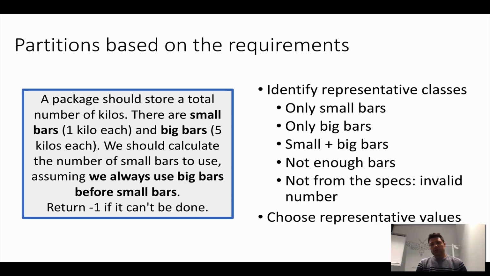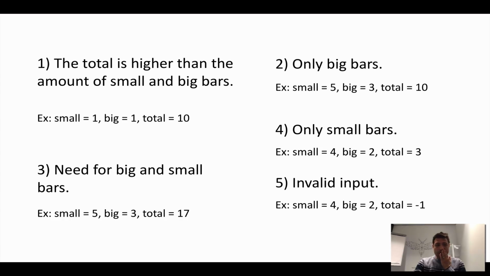From this requirement, I saw a few different partitions. For example, what happens if I only have small bars, if I have only big bars, if I have a mix of small and big bars, not enough bars. Maybe invalid numbers, this may not be from the specification, but I know I have to test for invalid numbers. So this is what we call partitioning. I look at a specification and I try to break it down into unique representative classes, meaning if the program receives as an input one specific class, for example only small bars, my program will behave differently than if it received only big bars as an input, right? So I'm trying to find the different partitions that would make my software behave in a different way.